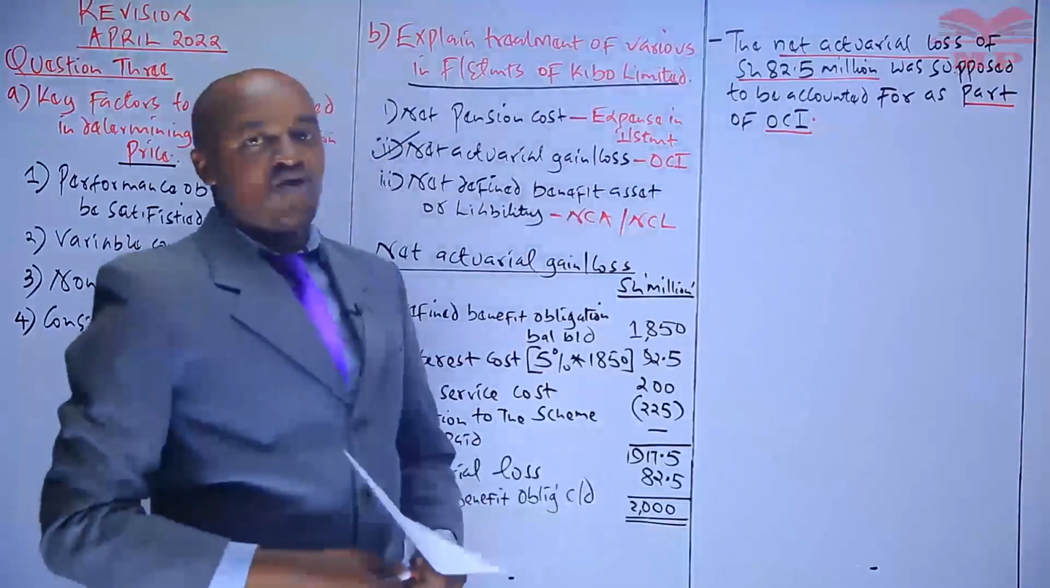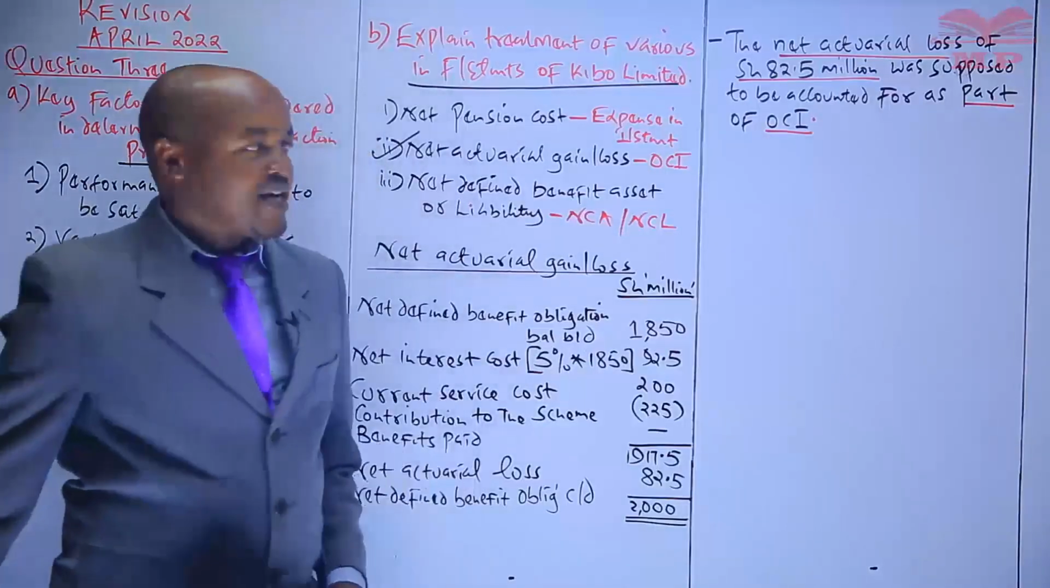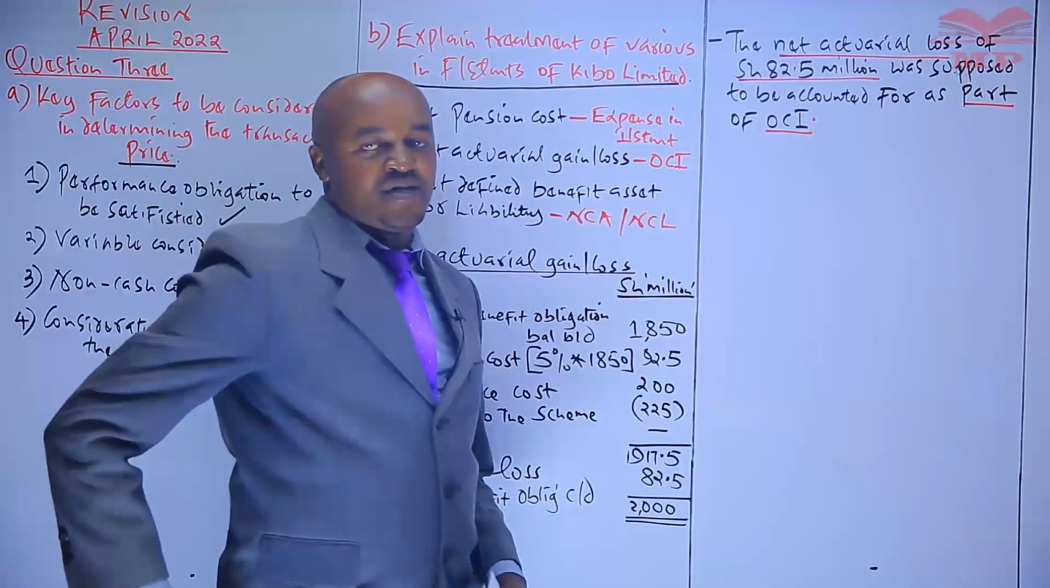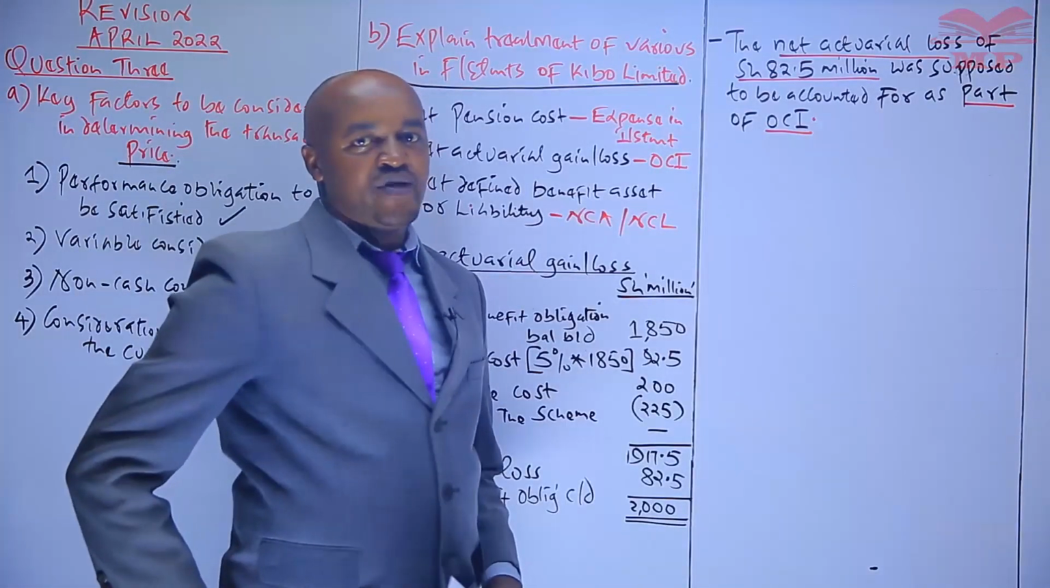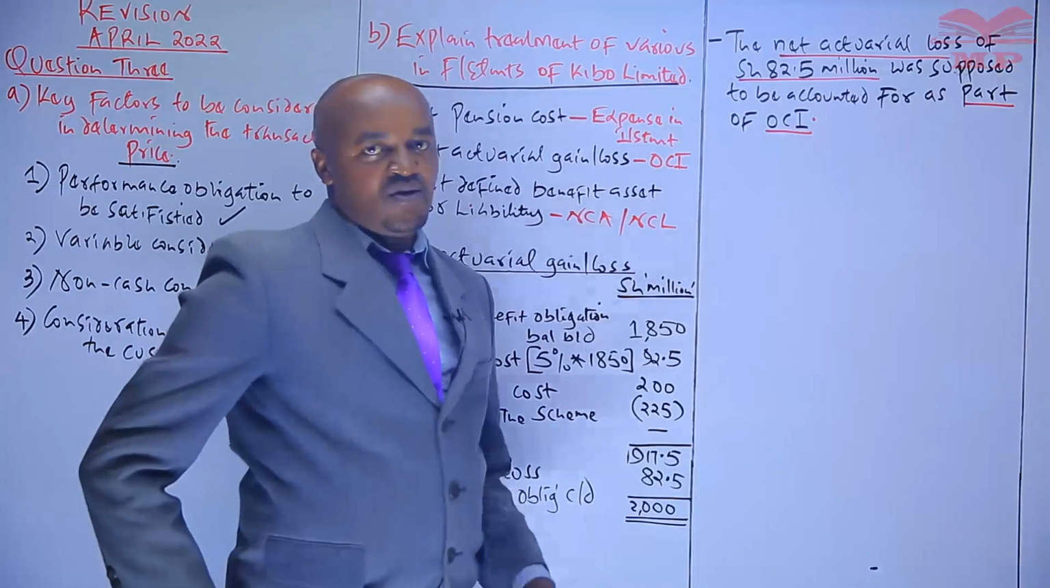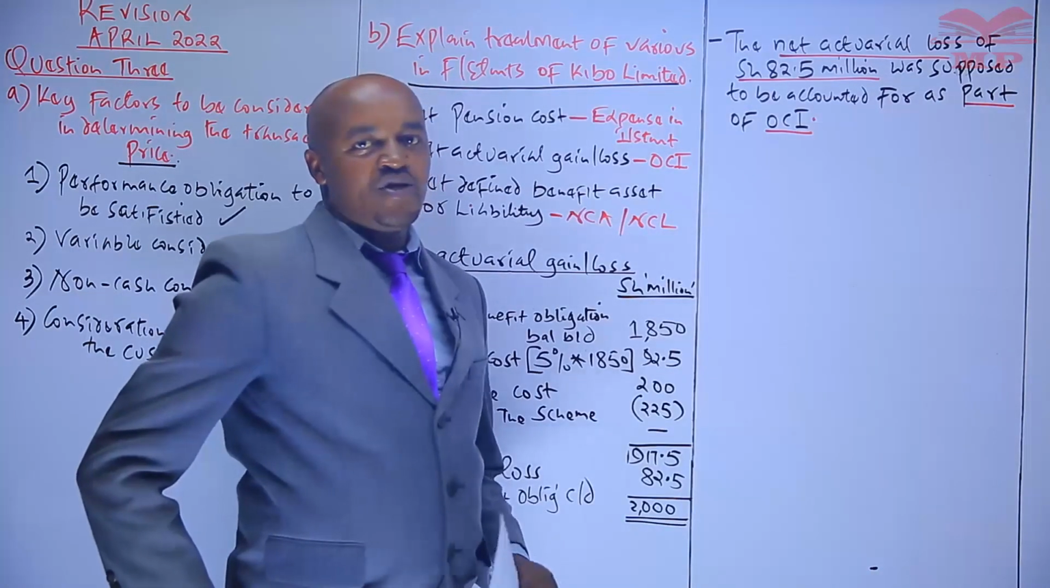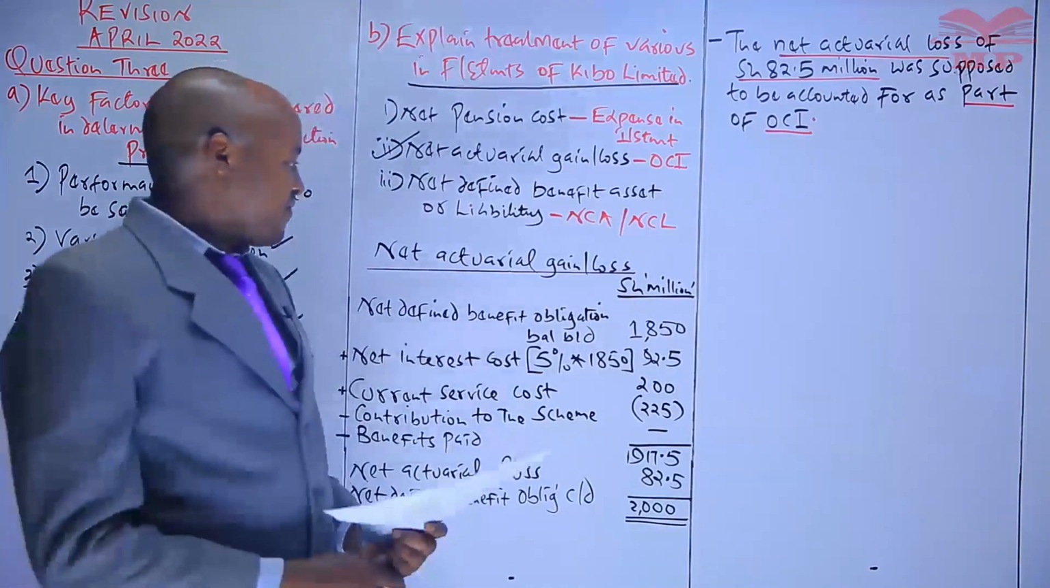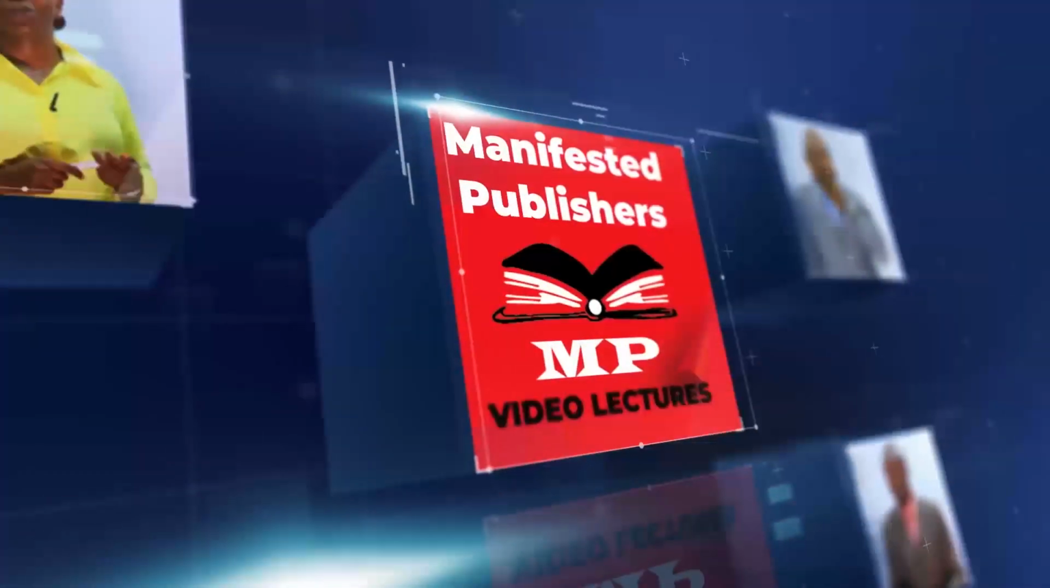Remember, you have said that the other comprehensive income consists of other items of incomes or expenses which should not be part of the profit, or these are incomes or expenses for the year which should not be part of the profit or loss for the year.